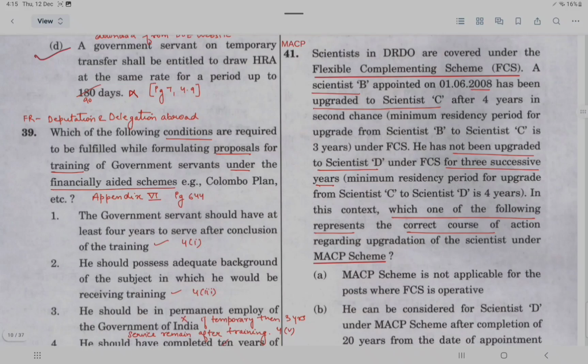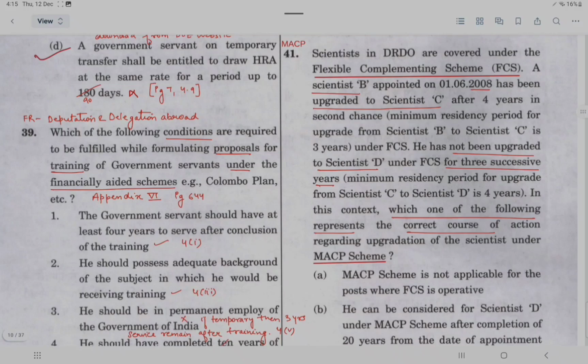Scientists in DRDO are covered under the Flexible Complementing Scheme, FCS. A scientist B appointed in June 2008 has been upgraded to scientist C after 4 years in second chance. Minimum residency period for upgrade from scientist B to scientist C is 3 years. He has not been upgraded to scientist D under FCS for 3 successive years. This is the keyword, 3 successive years. Minimum residency period for upgrade from scientist C to scientist D is 4 years.